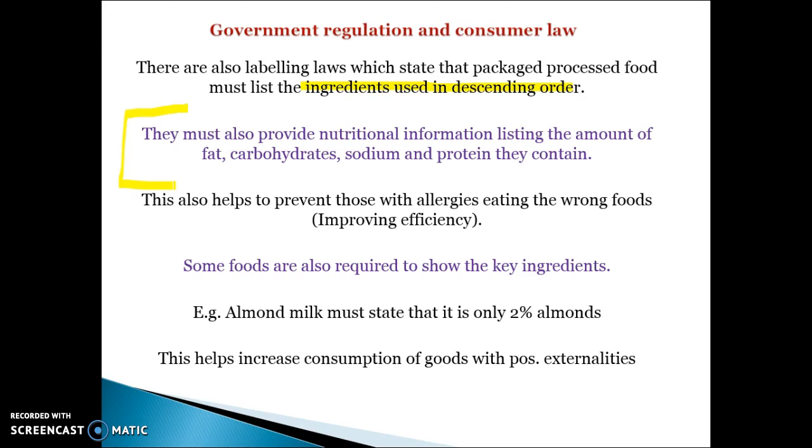Some foods are also required to show the proportion of their ingredients. For example, if you label almond milk, you must state that it's only 2% almonds, so it's not misleading you into thinking that you're getting something that you're not. Same with fruit drink. If it's only like 5% oranges, then they need to state that.